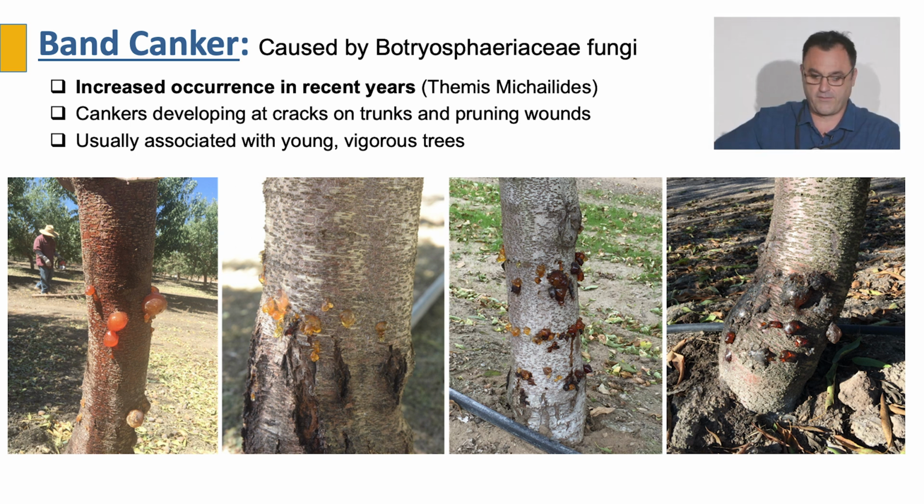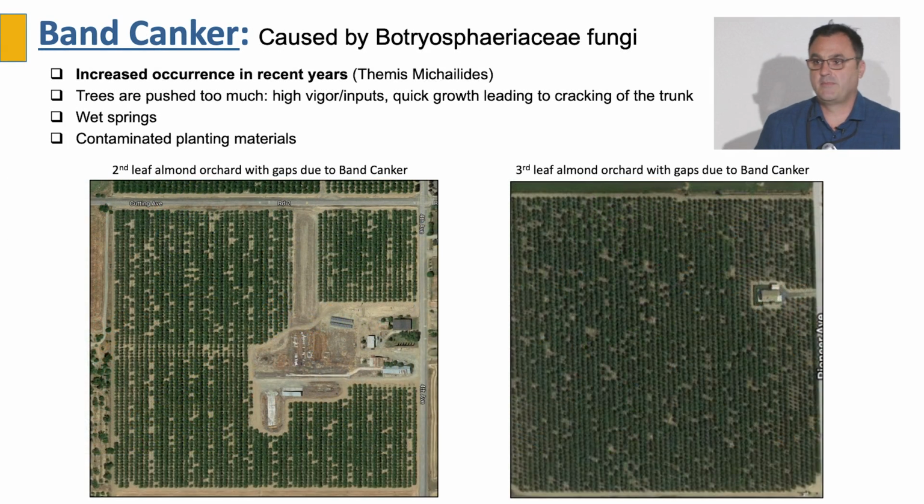The disease develops at cracks, and usually these cracks are the result of a highly vigorous tree, either by the choice of cultivar and rootstock combination, or just because trees are receiving an important amount of nitrogen and water, and so they grow quickly, and these cracks are now sites for infection by this Botryosphaeria pathogen. So my colleague Themis Michailides was the one to point out an increased occurrence in recent years, and we could speculate why we see so much more band canker than in past years.